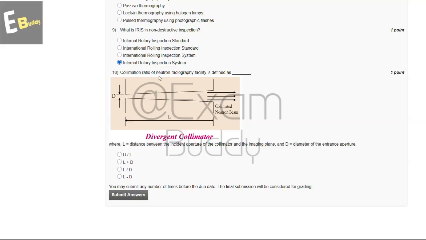Collimation ratio of neutron radiography facility is defined as dash, where L is equal to the distance between the incident aperture of the collimator and the imaging plane, and D is equal to the diameter of the entrance aperture. So these are the options, and the answer for our 10th question is C, L by D. Now submit your answer.